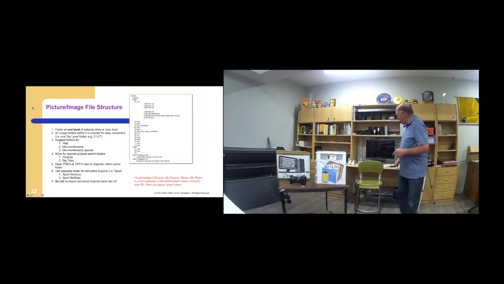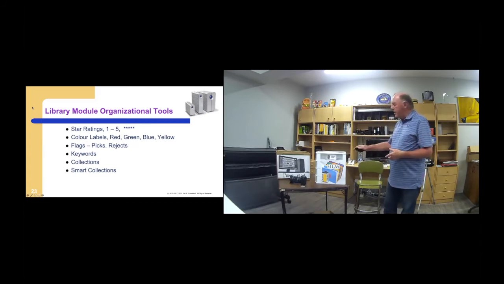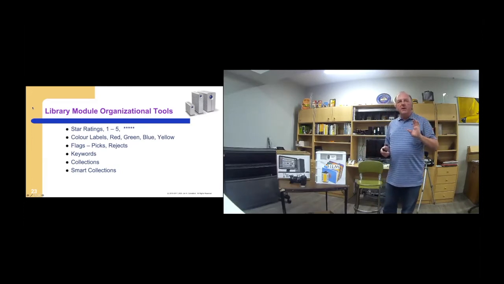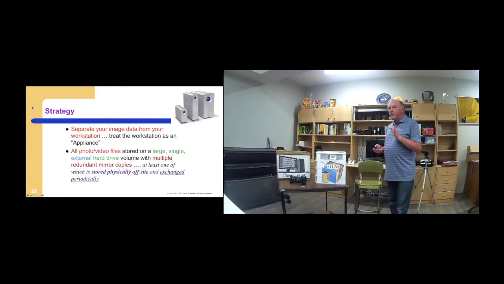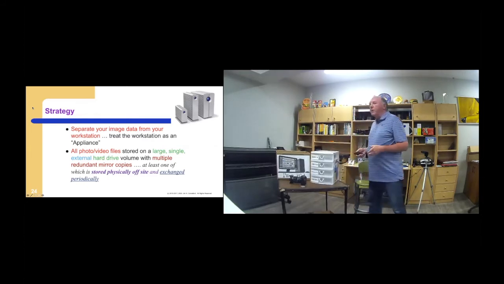So let's go on and look at this a little bit more. Jordan did an excellent presentation for us about 3 weeks ago where he talked about, once you get your images in, you can do star ratings with 1 to 5, color labels, flags and picks. You can do keywords, collections and smart collections to help organize that. So we're not going to spend any time on that because Jordan did that excellently, but that would be the next thing.